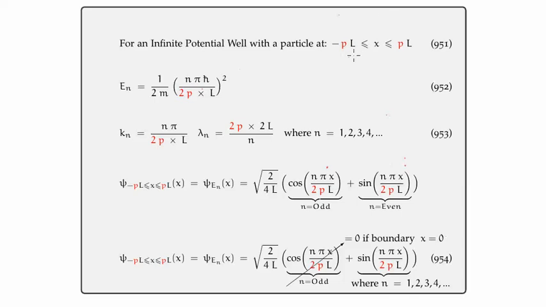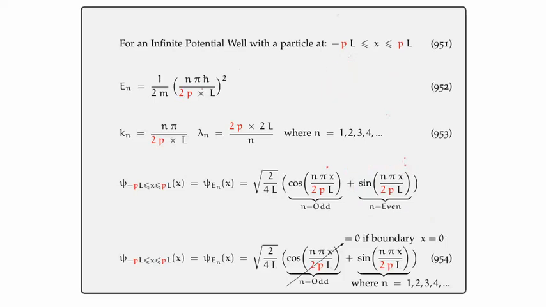And yet, when we had the well extending from x equal to 0 to x equal to L, we only had the sine solutions. And actually, the cosine solutions were always there. It just happened that x equal to 0 set the coefficient on the cosine to 0.